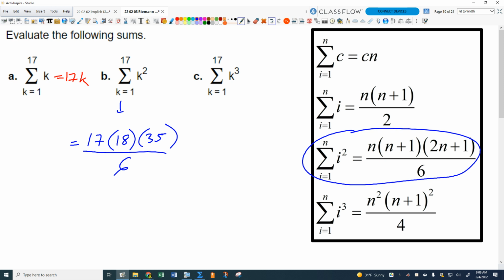See how I got those? Okay. And then 18 over 6 is just 3. So we'd get 17 times 3 times 35, whatever number that is. That's our answer. Make sense? This third one, we're just going to use that formula. So we're just going to get 17 squared times 18 squared over 4. That's our answer. Okay?